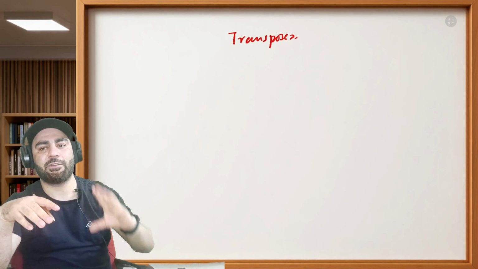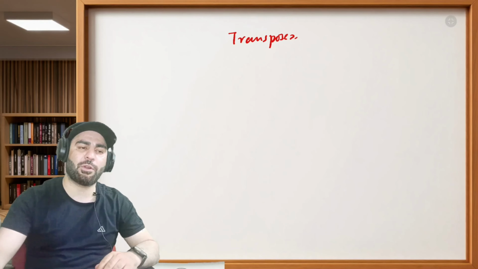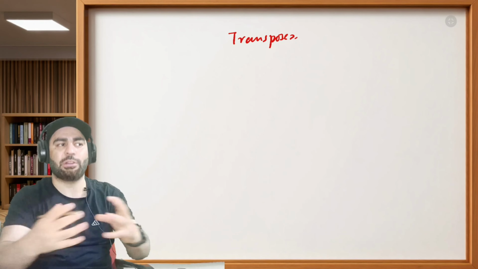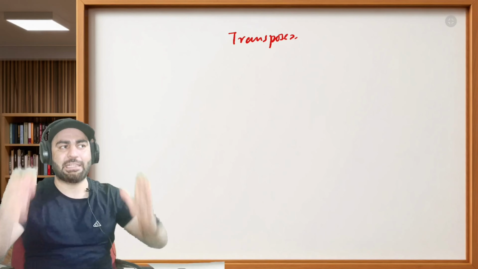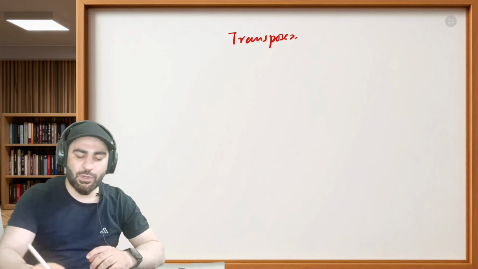So permutation matrix will do that. But I also want to give you a brief intro about transposes, and after that we'll put the whole picture together, and then we'll write the algorithm of this in one go. So what is the transpose of a matrix?